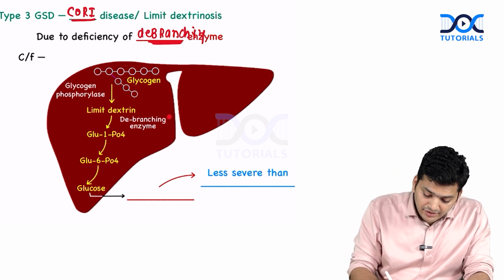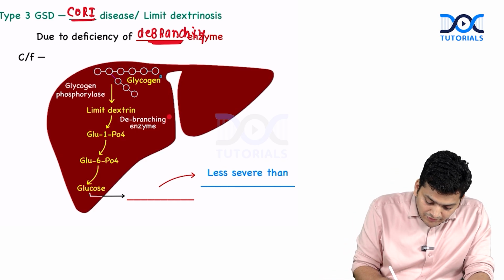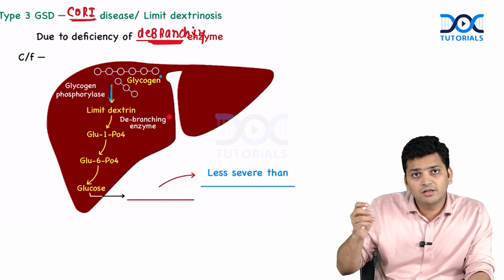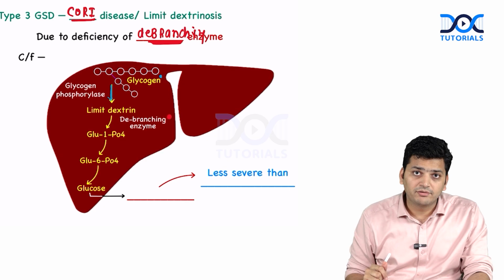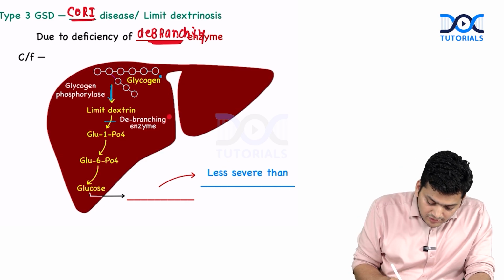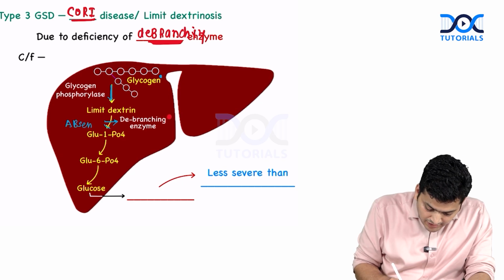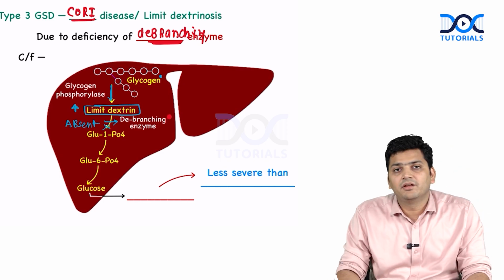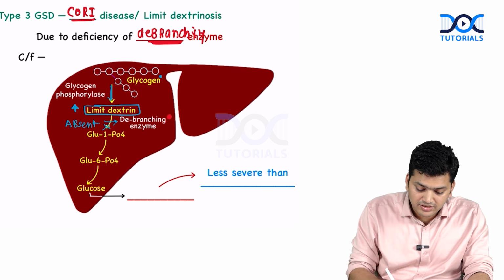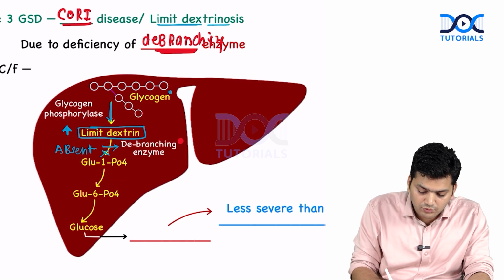Normally, when we cut the glycogen with the help of glycogen phosphorylase, you will reach till this branching point. If you are unable to cut because the debranching enzyme is absent, we can't cut it. So now the limit dextrins will start accumulating in the body. In Cori disease, the limit dextrins will increase, so this disease is also called limit dextrinosis.